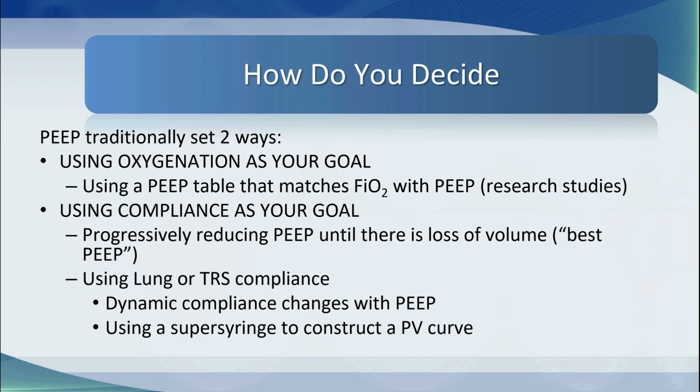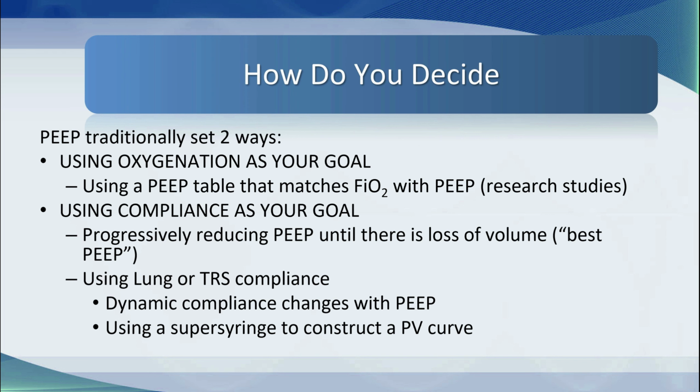Alternatively, you can use compliance as your goal. There are lots of ways of doing this as well. The easiest way is you put the patient on pressure controlled ventilation. You start off at high PEEP, and then you progressively reduce the PEEP until there is a loss of volume. So the tidal volume for that level of driving pressure will just fall off a cliff at some stage, and above that is likely the best PEEP, and that's based on the idea that the lungs suddenly become compliant at a particular PEEP level.